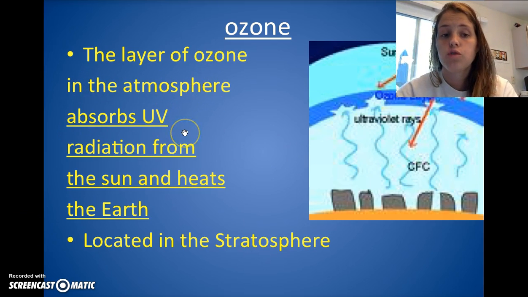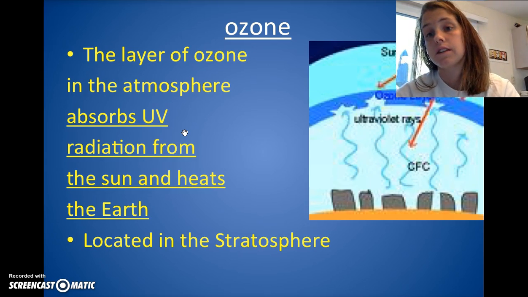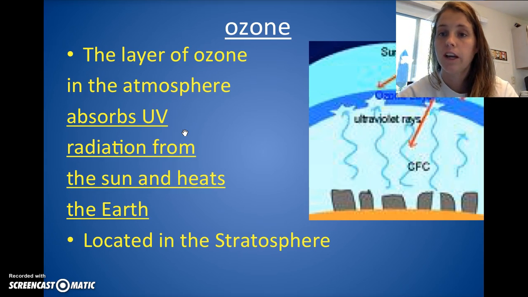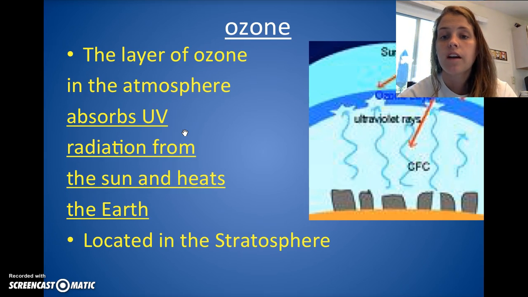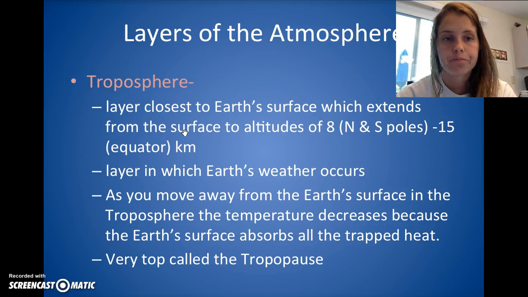It absorbs UV radiation. So why do we put on sunscreen? To protect ourselves from UV radiation, which can cause mutations. That's why we use sunscreen. The ozone layer protects us from the majority of those UV rays. However, some of them still get through, which is, like I said, why we use sunscreen. And it is also the area that is going to heat up the Earth. In other words, it's like the big thick blanket that keeps warm air in.